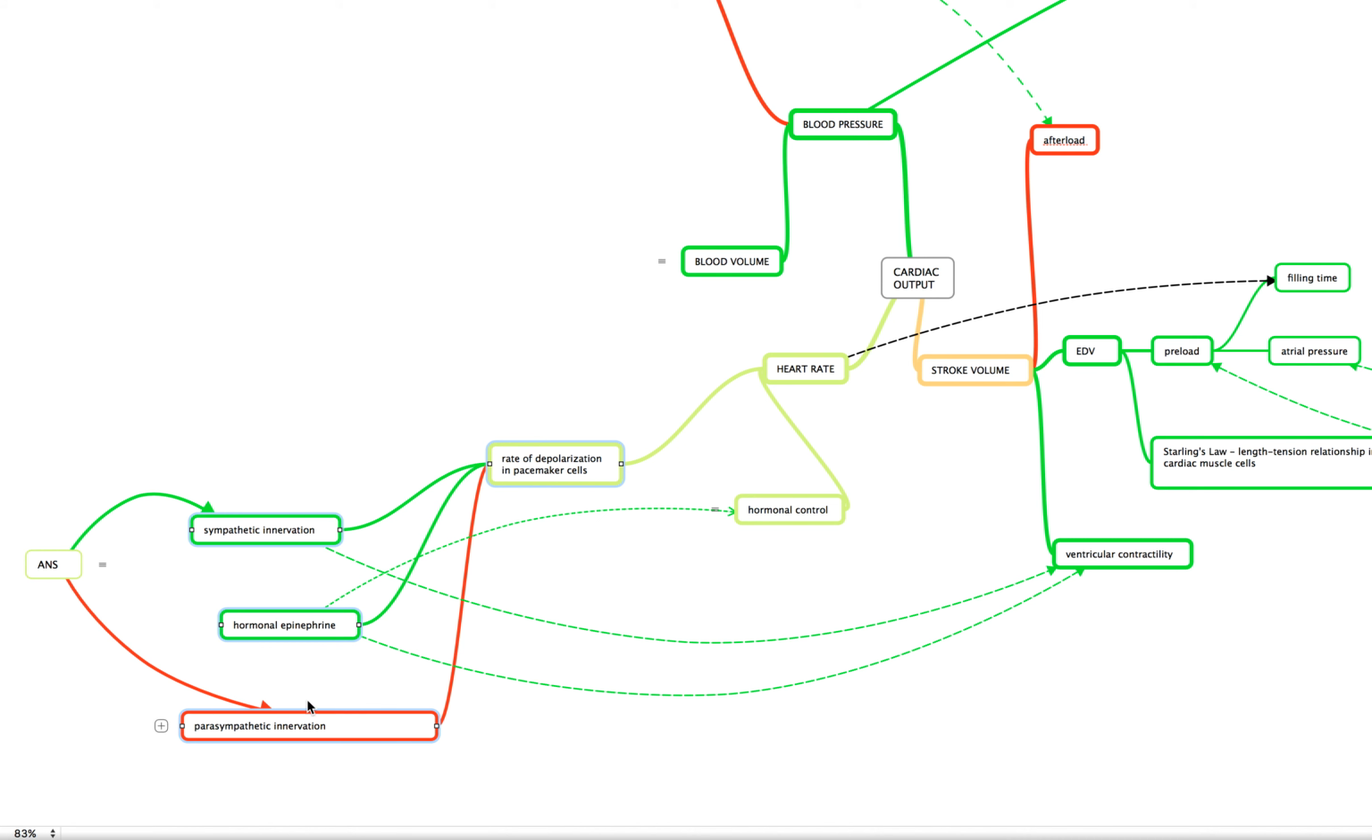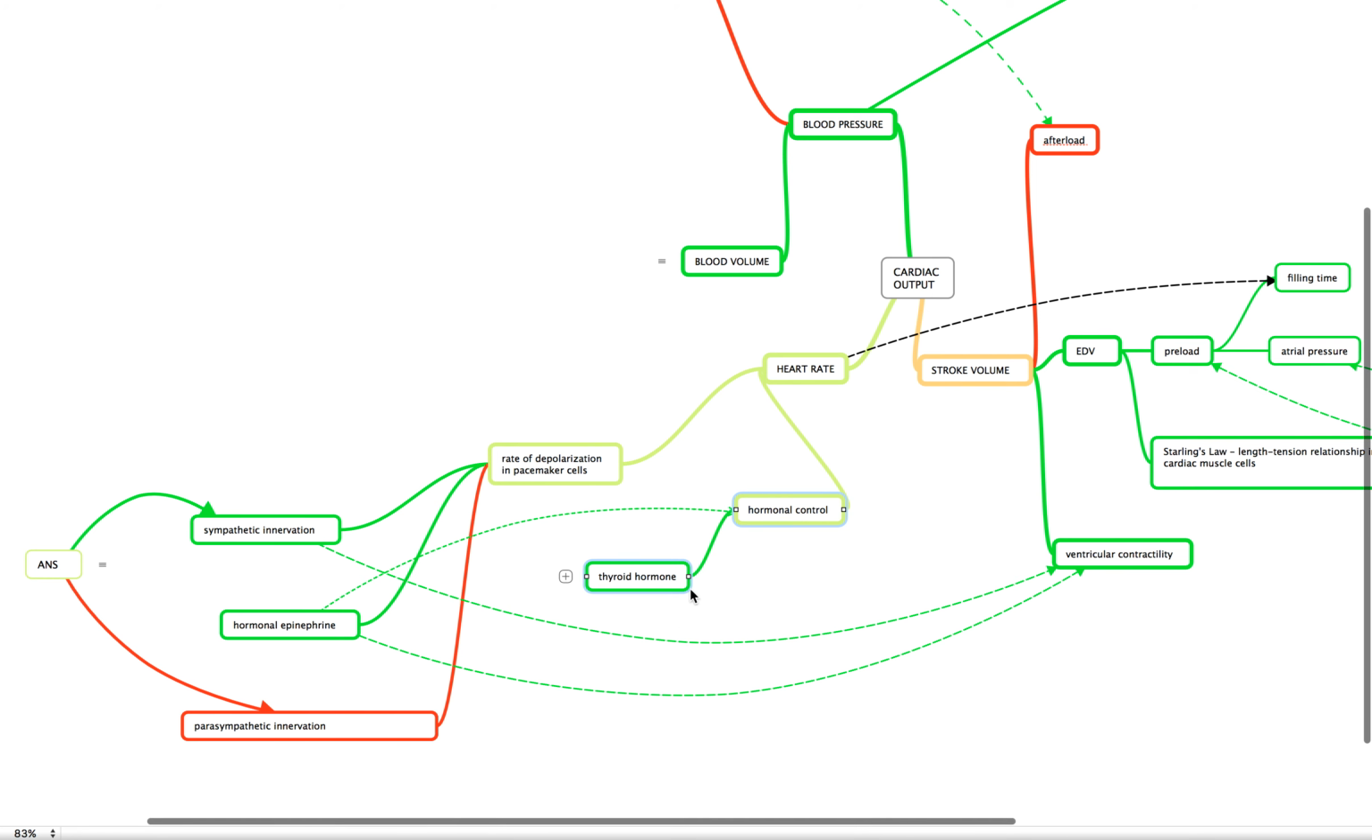What about parasympathetic innervation? Parasympathetic innervation from the autonomic nervous system will decrease the rate of depolarization and therefore decrease the heart rate. So this is one of the hormones. Remember, we also said that there was one other one. Thyroid hormone has a positive impact on heart rate. Not super dramatic, but pretty consistent.